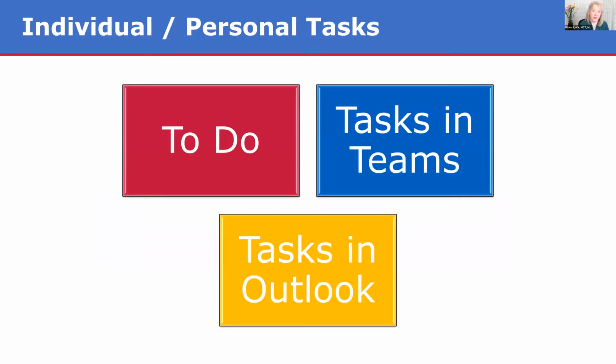For individual or personal tasks, and these could be tasks for people within your team that are specifically accountable or responsible for specific parts of a project, your options include To Do, Task in Teams, and Task in Outlook. And as part of the, we'll say, Microsoft 365 ecosystem, these integrate then often very well together. So we're going to look at that as well.